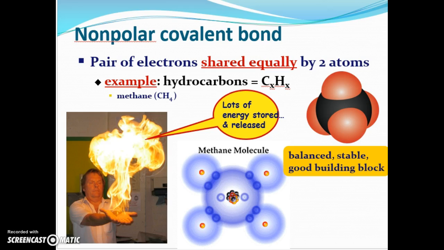They're very stable. There's also lots of energy stored in this type of bond, so that when we have those bonds released, we get a very strong reaction. As you can see with methane there, it has 4 of these nonpolar covalent bonds, and so when we have that ignited and pulled apart, we get flames.